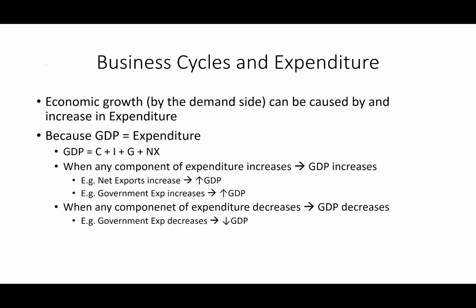Economic growth can be caused by an increase in expenditure. Because economic growth, GDP, is equal to expenditure. GDP is equal to C plus I plus G plus NX. When any component of expenditure increases, GDP increases. Example 1. Net exports increase, which causes GDP to increase. Example 2. Government expenditure increases, which causes GDP to increase. When any component of expenditure decreases, GDP decreases. Government expenditure decreases, which causes GDP to decrease.